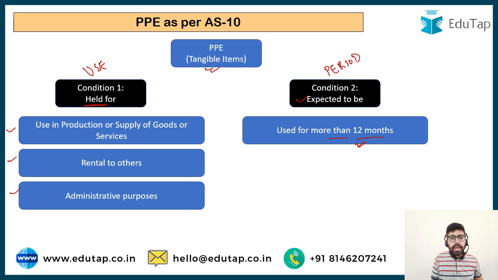So tangible items expected to be used for more than 12 months, and what is going to be the purpose of usage? This purpose of usage is you use them in your production or supply of goods or services. For example, you bought a new machinery, you are going to produce goods out of it. You are a service provider, you bought a new furniture for your office.